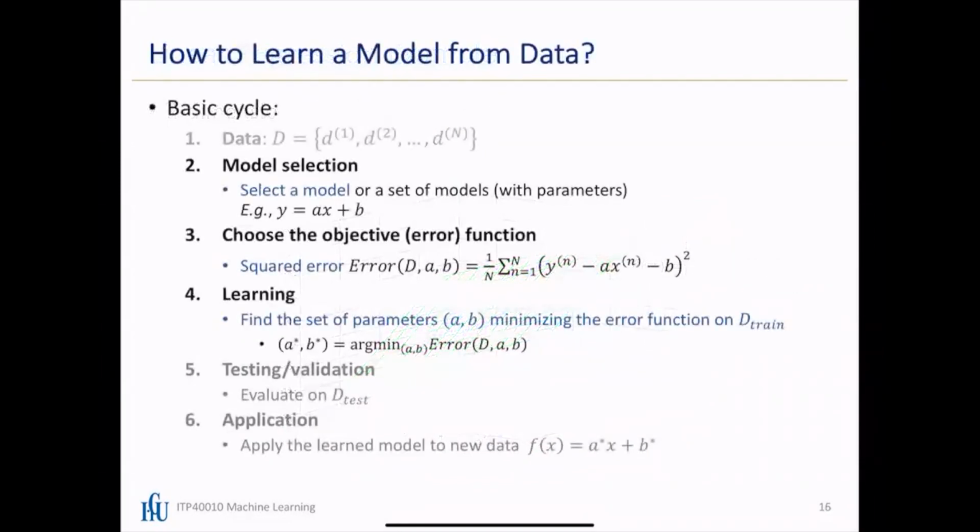When we talked about model selection, there are multiple possible degrees that you can choose, but we are going to talk about linear regression. So the degree is 1. And now we need to talk about what kind of error function we are going to use, and also how we perform the learning process.